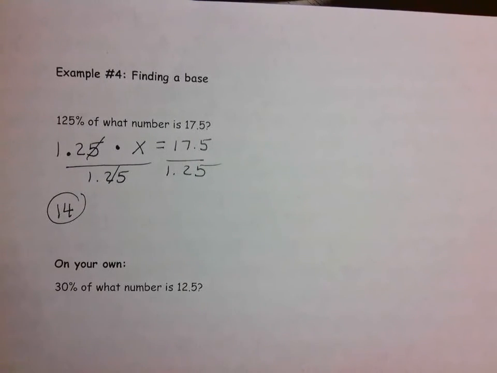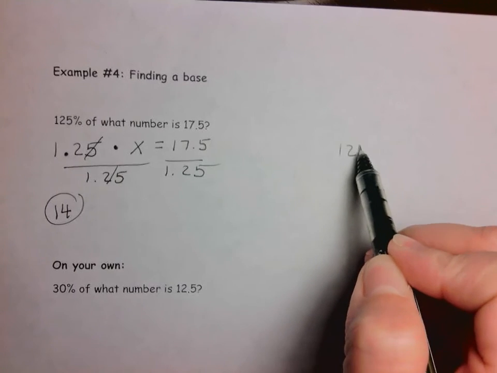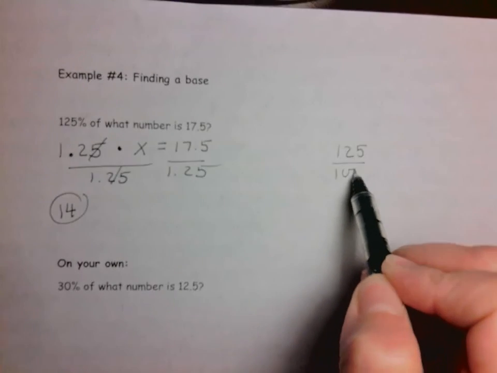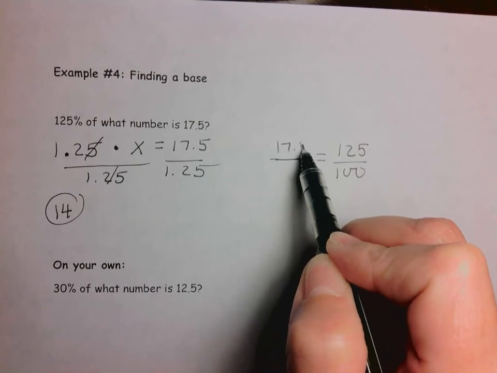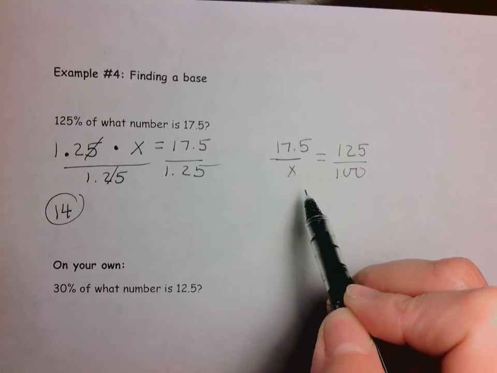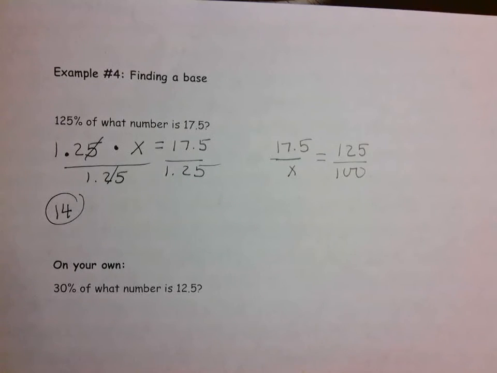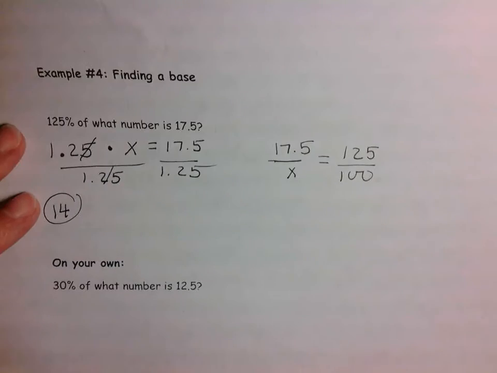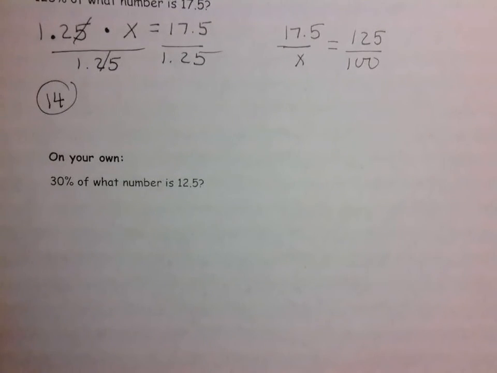Another way you could set that up is 125% of what number is 17.5? I know my part, but I'm missing my whole. Okay, so work out the last on your own. 30% of what number is 12.5?